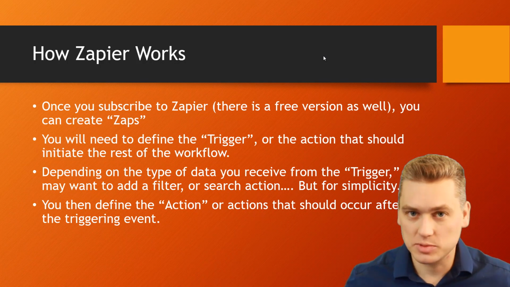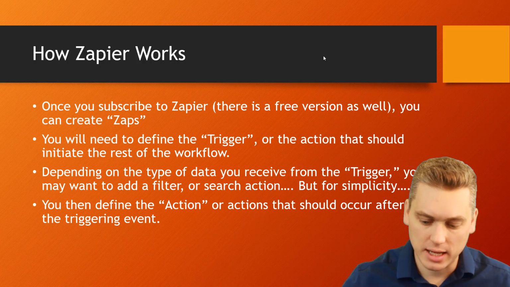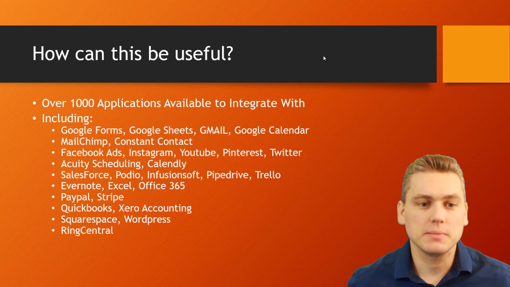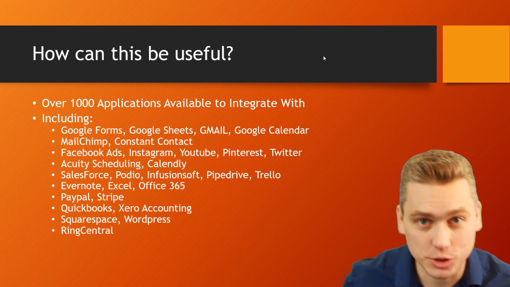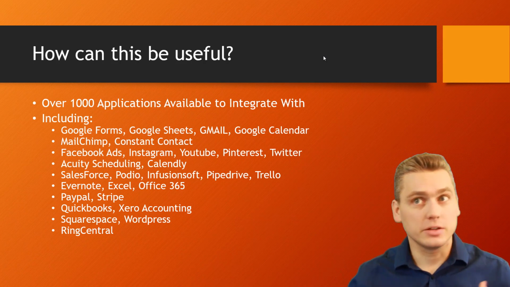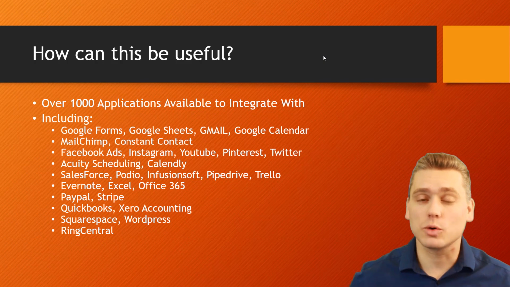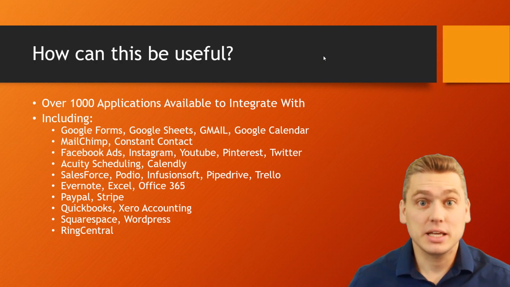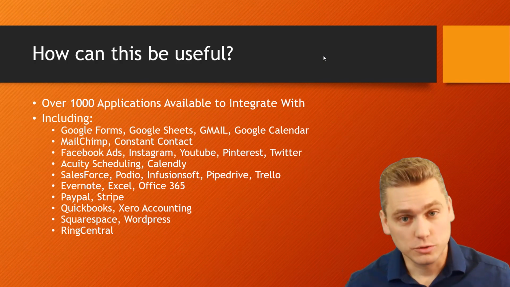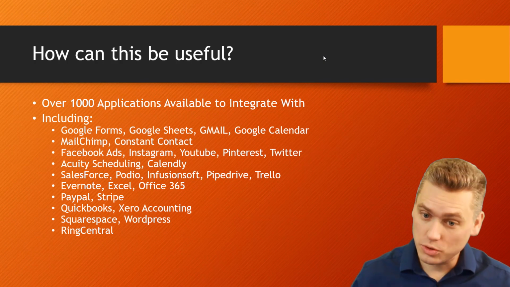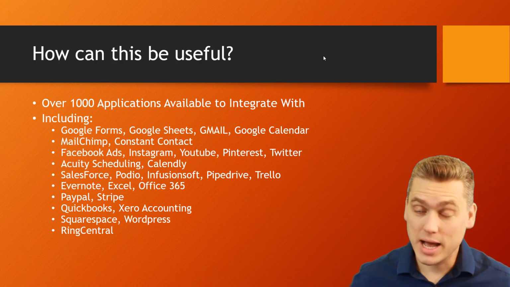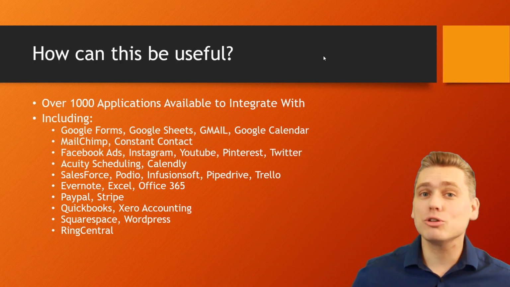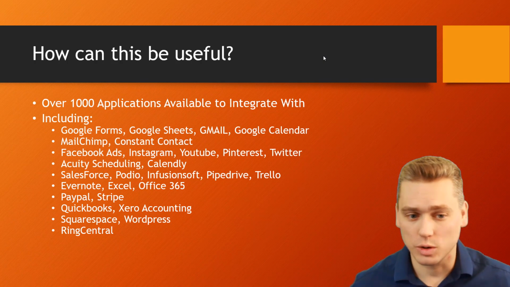But for simplicity purposes, we're going to go over some of the basics, and you'll see once we do the example how the other things will add complexity to it. So how can this be useful to you and your firm? Well, there's over 1,000 applications that work with Zapier. Here's some of them. Google Forms, Google Sheets, Gmail, Google Calendar. You might be using those in your firm already, or you might be considering adding them to your workflow.